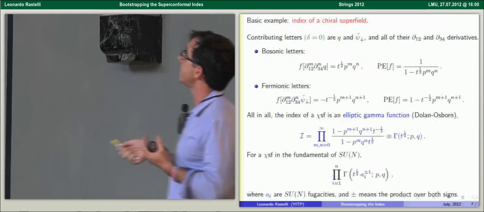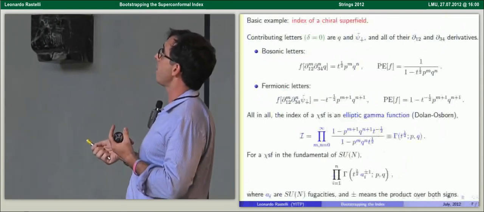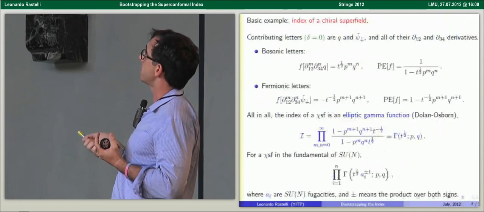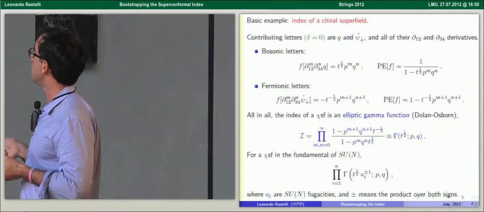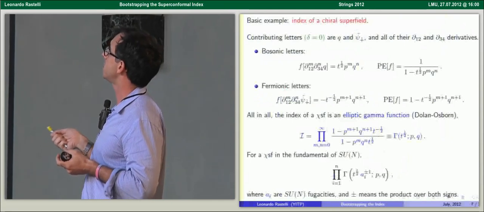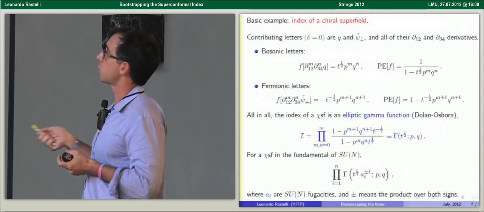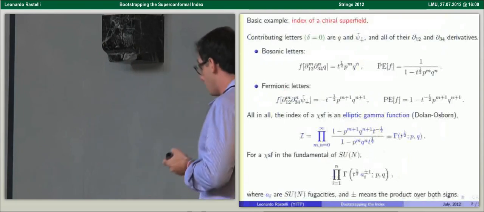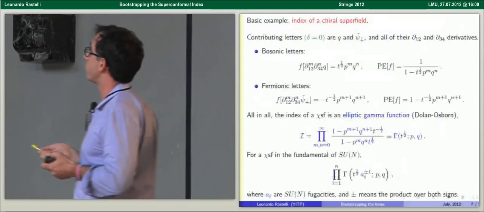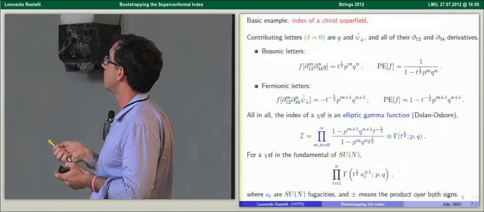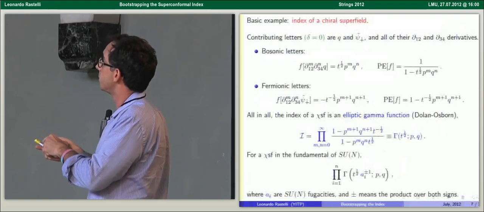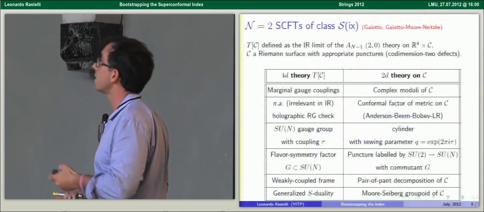And so all in all, the index of a chiral superfield is a double product of this sort, and this object has a name in mathematics. It's called an elliptic gamma function. Soon enough, I will drop these p and q labels, but remember, whenever you see a gamma, it's not the Euler gamma function, it's this complicated object. And if you have flavor symmetry, then you introduce flavor fugacities, for example, for SU(N), and you get a product of such objects.